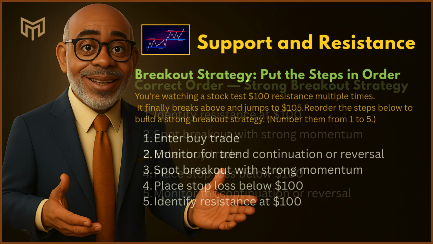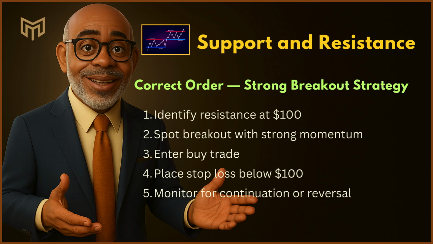Here's the correct order. First, you identify resistance at $100. Next, you wait for a breakout with strong momentum to confirm buyers are in control. Once the breakout is confirmed, you enter the buy trade. After entering, you place your stop loss below $100 to manage risk if the breakout fails. Finally, you monitor the trade for continuation or signs of reversal. Following this sequence keeps you disciplined and helps you trade breakouts with structure instead of emotion.